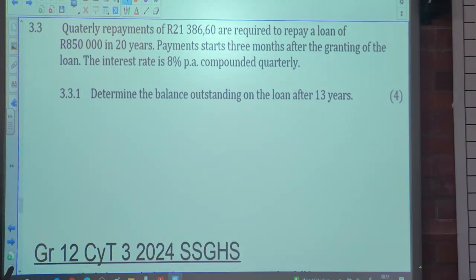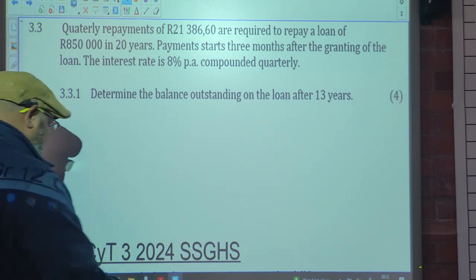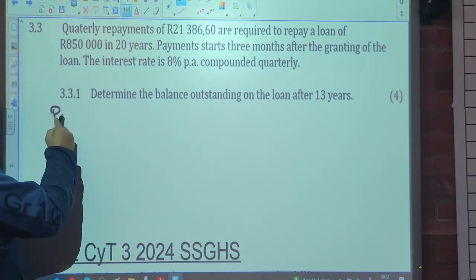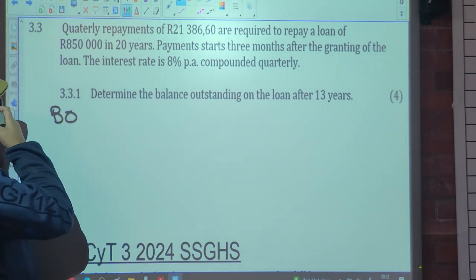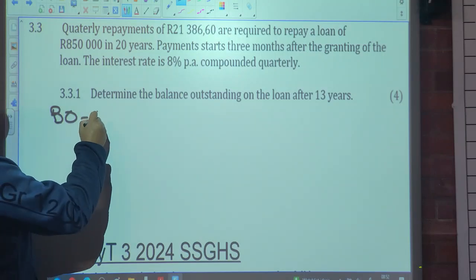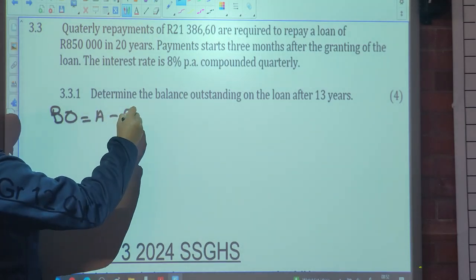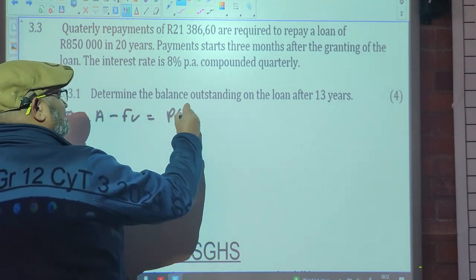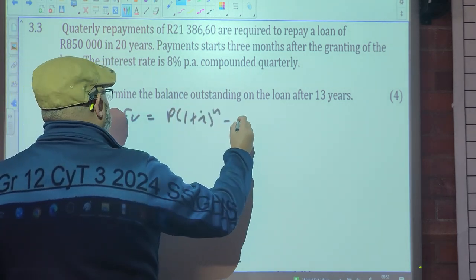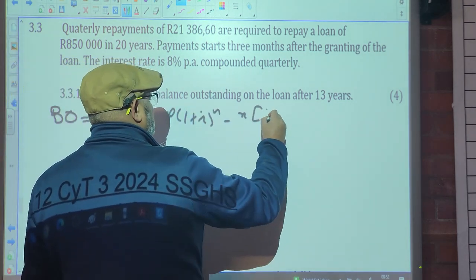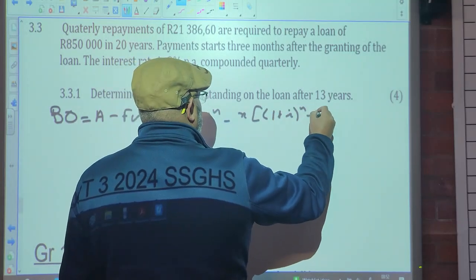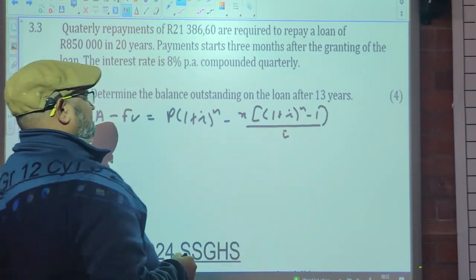There's two ways I can do this. I'm just going to do the one way, which is the long way. However, the other way is in the memo. Balance outstanding is A minus. So A is going to be P into 1 plus i to the exponent n, minus the future value, which is x into 1 plus i to the n minus 1 all over i.